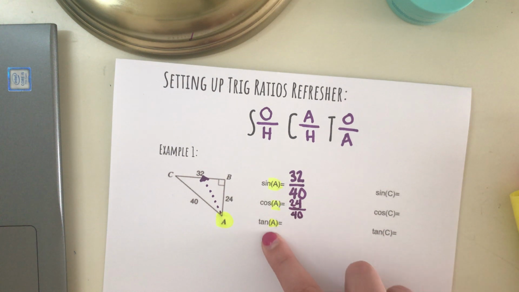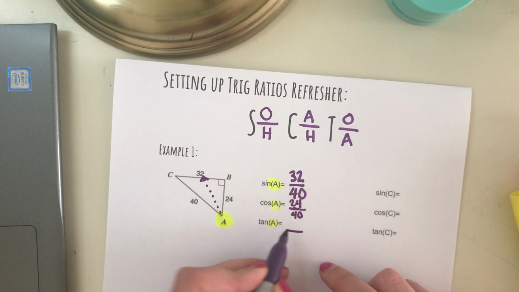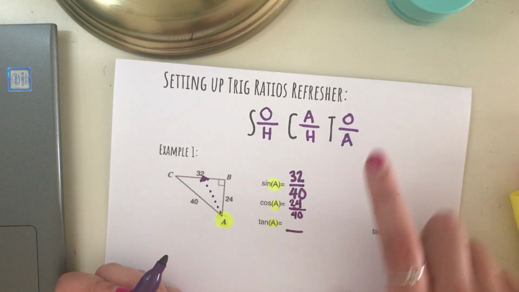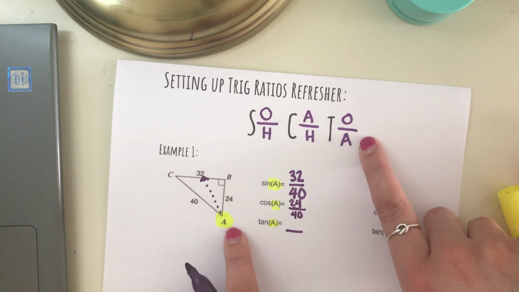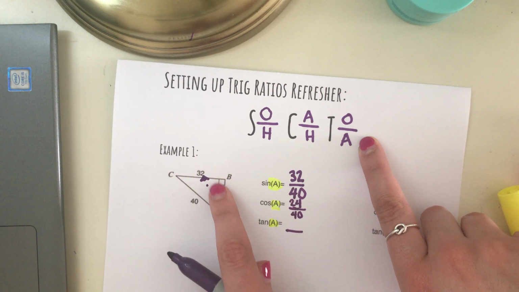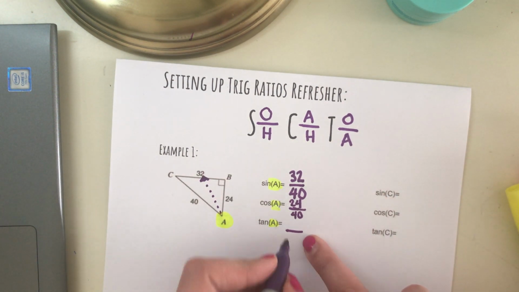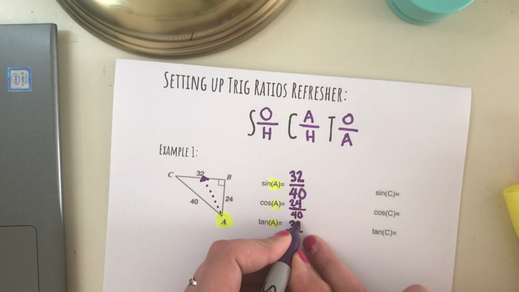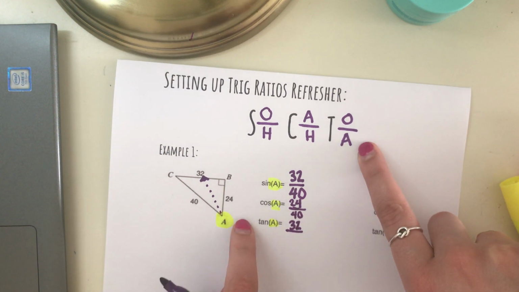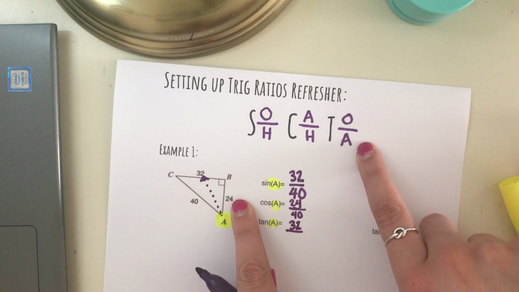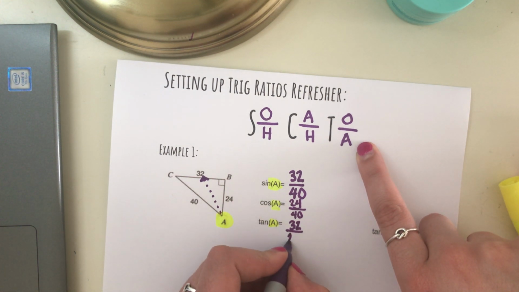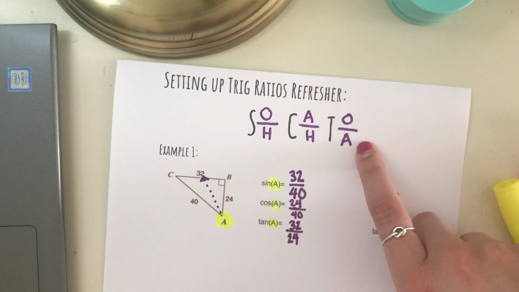Now, for tan, I'm going to write it a little lower so I can fit it in. It is opposite over adjacent. So looking from A, opposite is the one that I had to go the furthest to get to, and that is 32. And the adjacent side is the leg which is the closest to me. And 24 is the closest. So I put that right here.